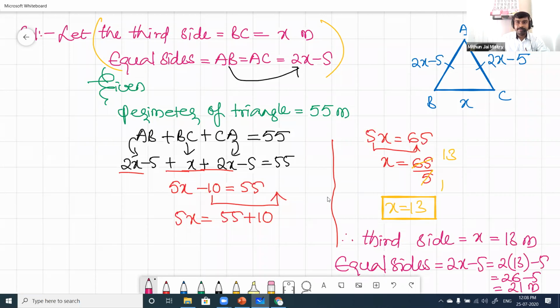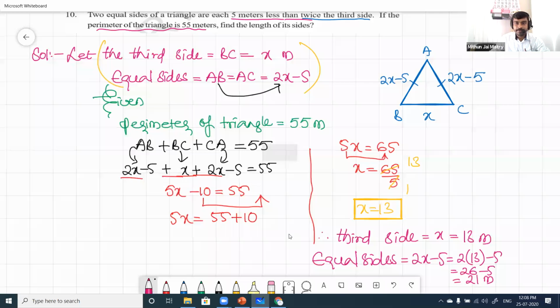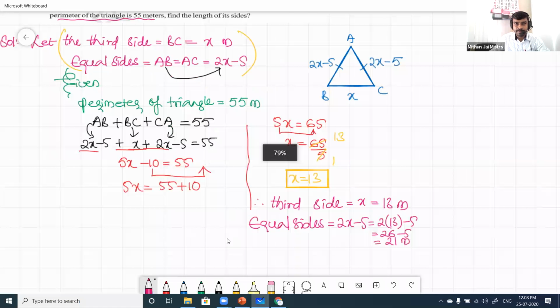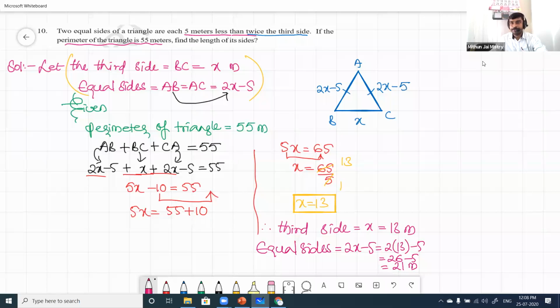Just a minute. Let me decrease the size so that you can take a screenshot along with the question. You can take a screenshot and just show me thumbs up. Sri Varshini, did you take the screenshot?